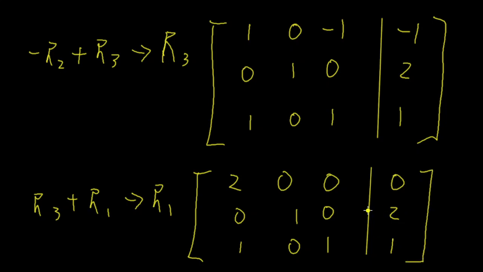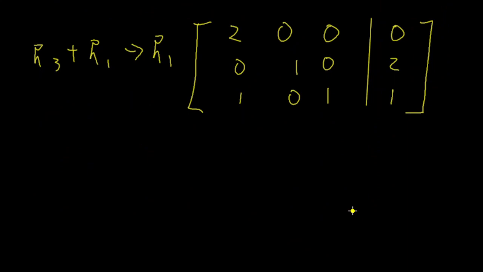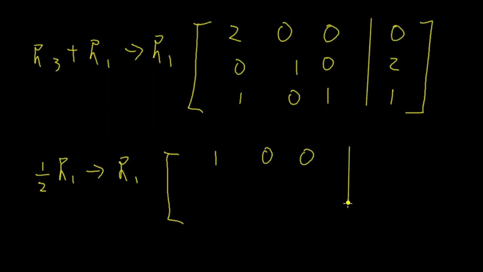Now this one is easy. To make this 1, all I need to do is multiply row 1 by 1/2. That's it, because 1/2 times 2 is 1. 1/2 times 0 will be just 0. So 1/2 row 1, replace with row 1. 1/2 times 2 is 1. 1/2 times 0 is 0. 1/2 times 0 is 0. 1/2 times 0 is 0. And then row 2 and 3 will not change.